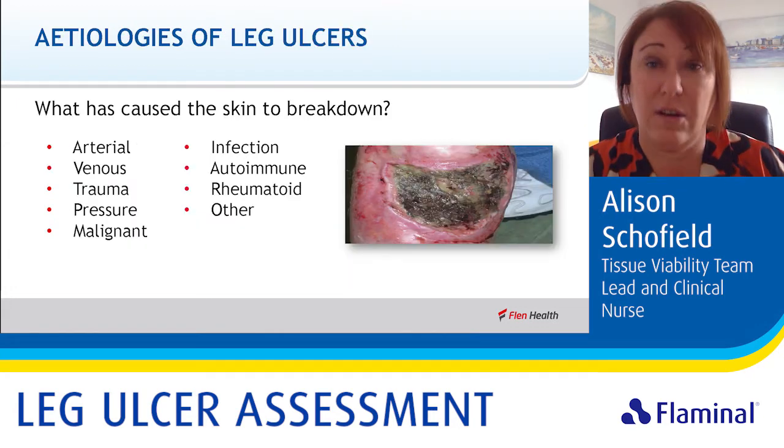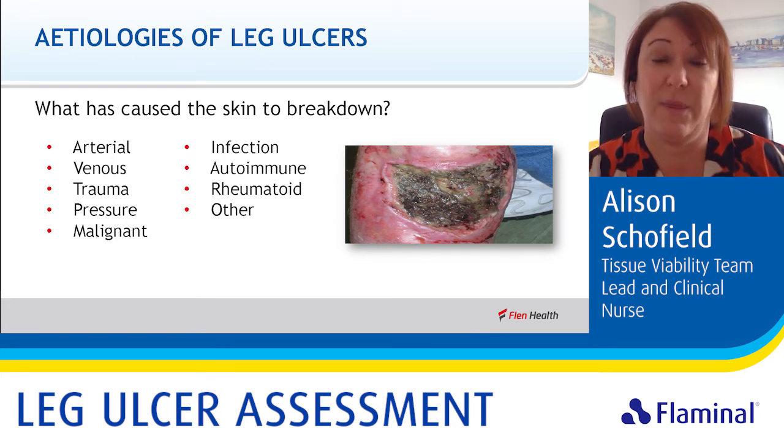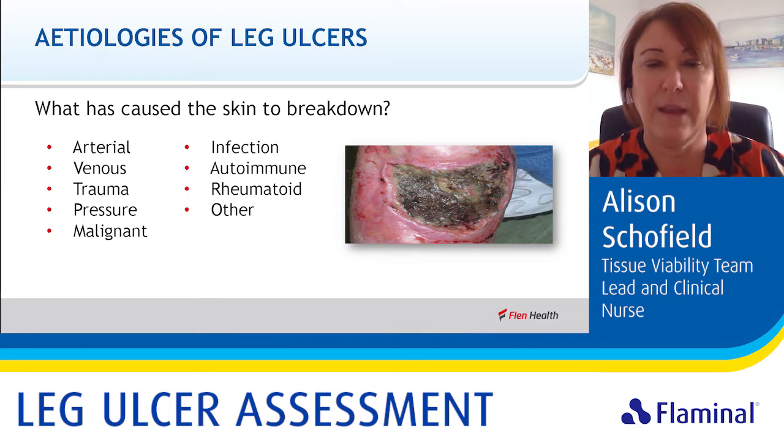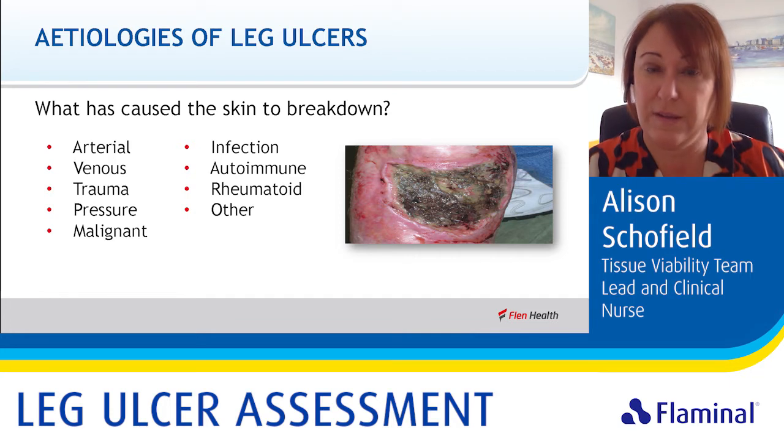So let's look at the etiologies of leg ulcers. What causes that skin to break down? Well, it could be, as we've just said, problems within the arterial circulation. There could be problems within the venous circulation, which we are going to look at in more detail. It could be because the patient has sustained trauma to a leg, and this could be from any sort of cause, from gardening to stepping onto a bus. I've seen many types of trauma wounds to the lower leg. It could be a pressure ulcer that's occurred. It could also be a malignancy, so we will look at some signs and symptoms of that.